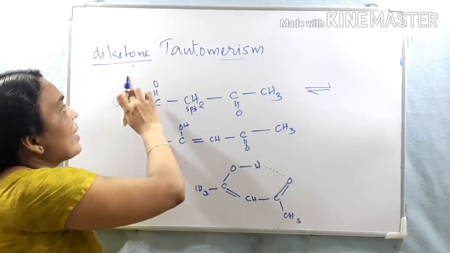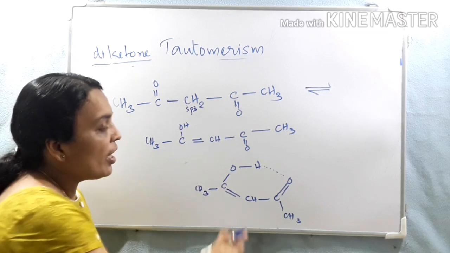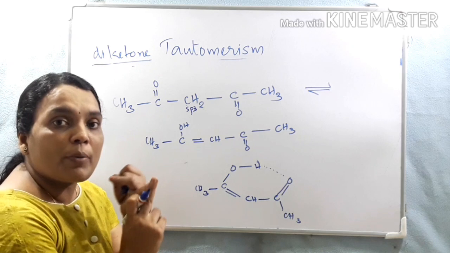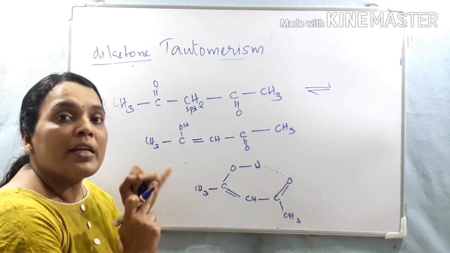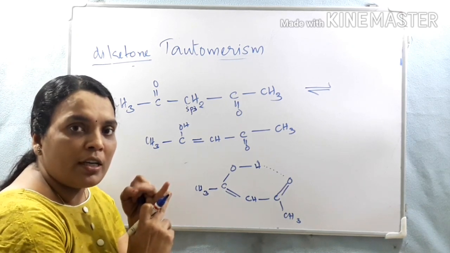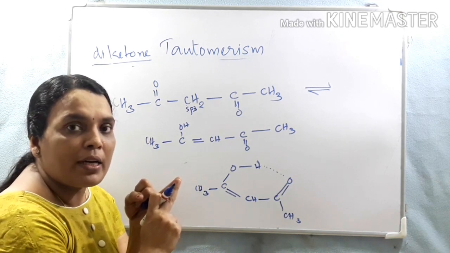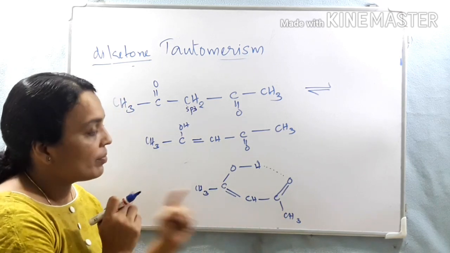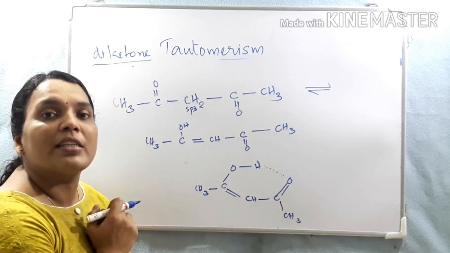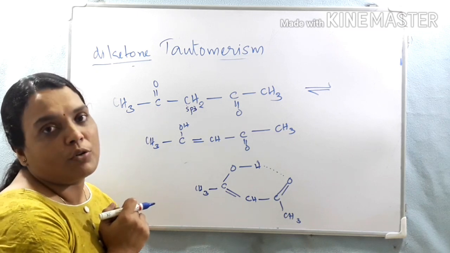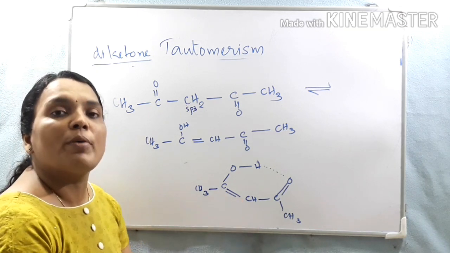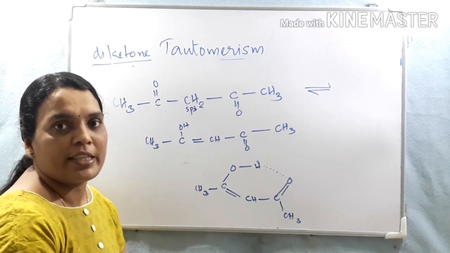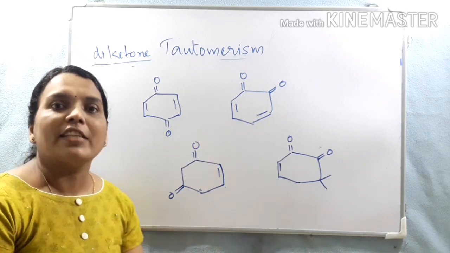So remember, in the case of 1,3-diketone, the enol form is more stable than the keto form due to intramolecular hydrogen bonding and formation of a 6-membered ring, as well as a chance for hyperconjugation. Look here, between this carbon and this carbon there is a possibility for hyperconjugation. So the enol form is more stable than the keto form. Clear this?